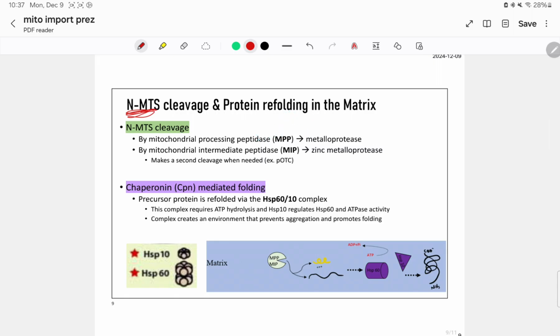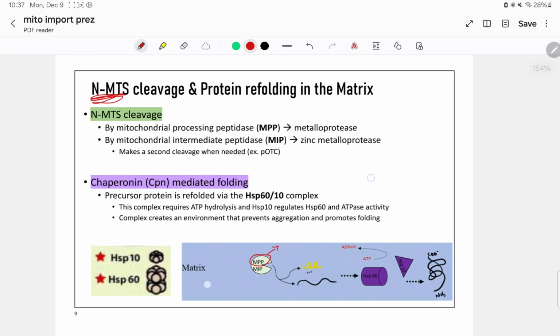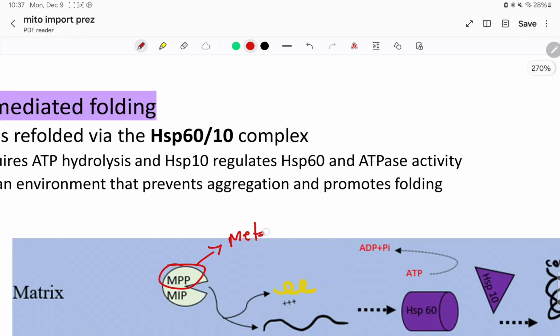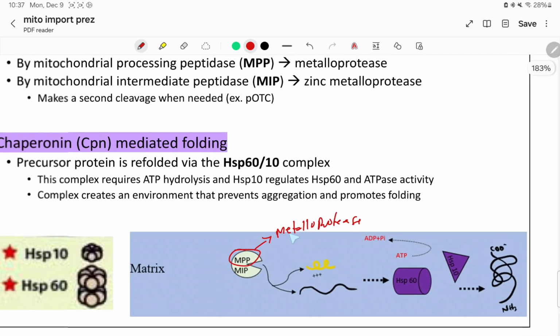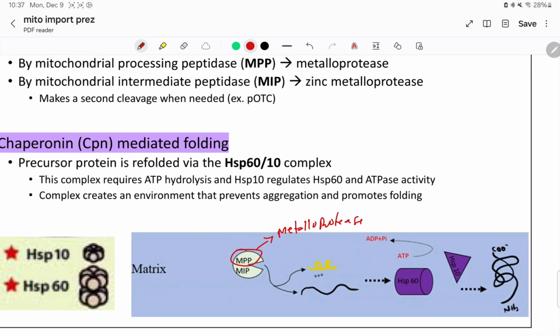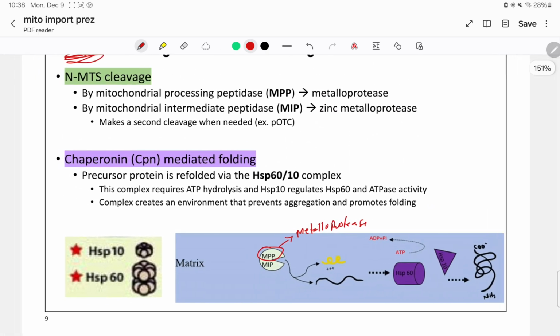Okay, how? Well, more often than not, when the protein enters, it'll be cleaved by this enzyme called mitochondrial processing peptidase, which is a metalloprotease, okay? And for you guys who don't know, a metalloprotease basically requires a metal ion for a cofactor, okay, in order for it to work. So, a common one being a zinc metalloprotease in the mitochondria, okay?